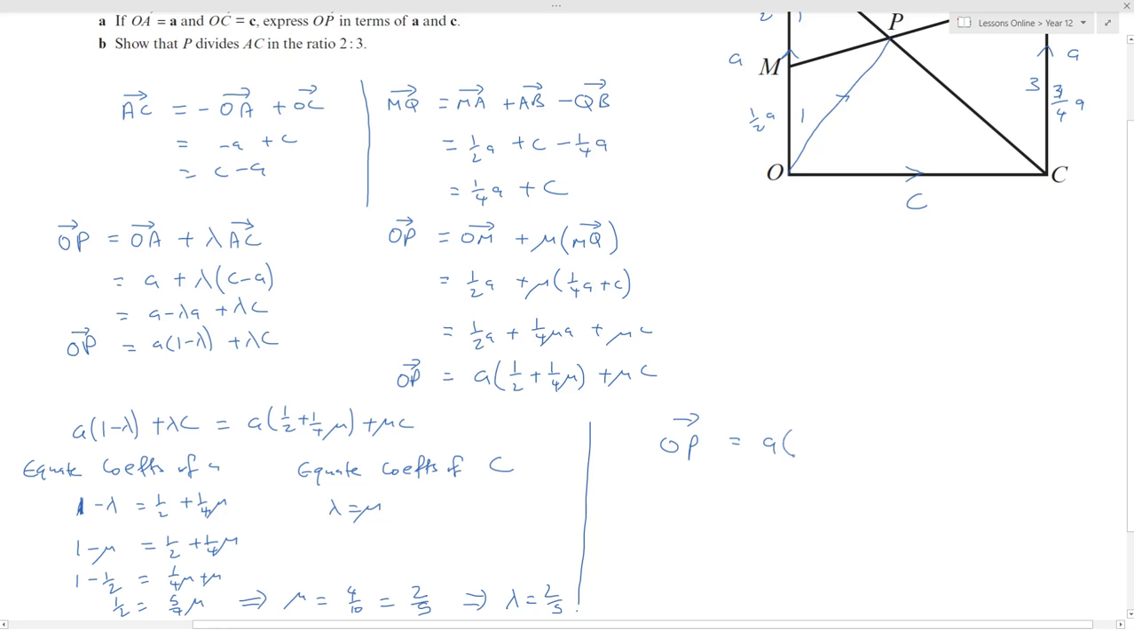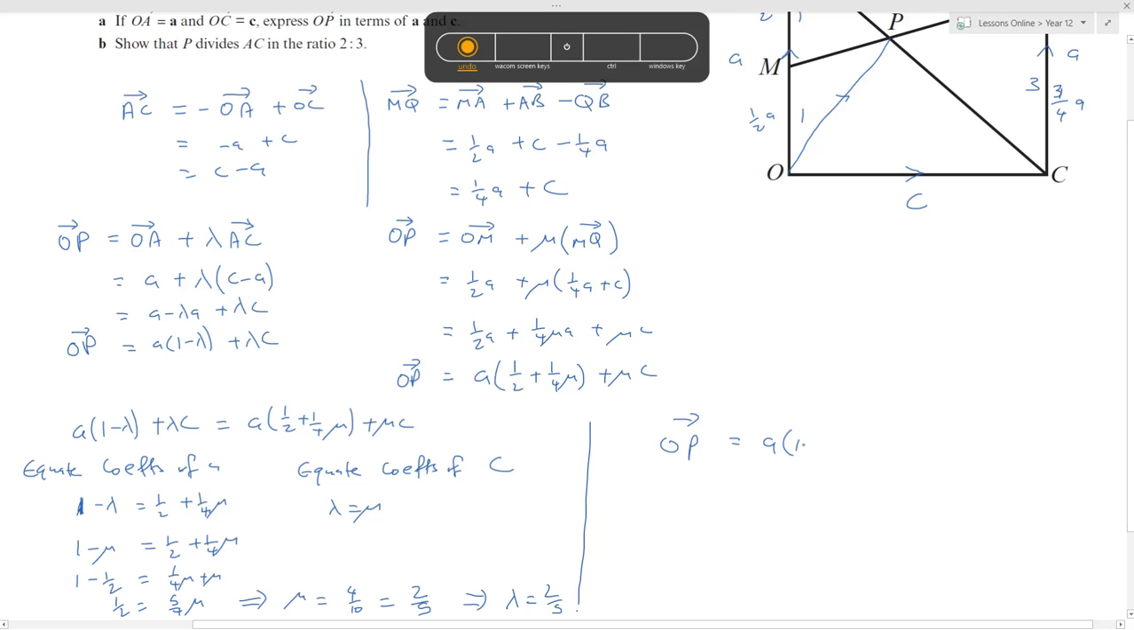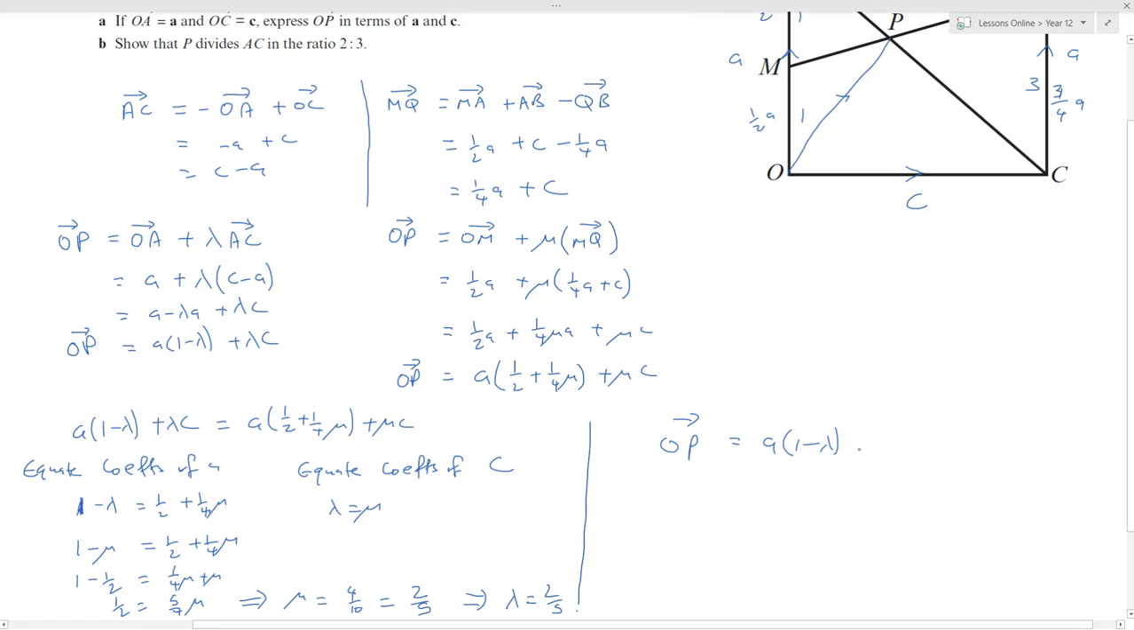is equal to A brackets 1 minus lambda plus lambda C. So that's going to be equal to A into 1 minus 2/5 plus 2/5 of C. 1 minus 2/5 is 3/5, so that's going to be 3/5 of A plus 2/5 of C, and that is absolutely perfect because it divides it then in the ratio of 3:2. Marvelous.